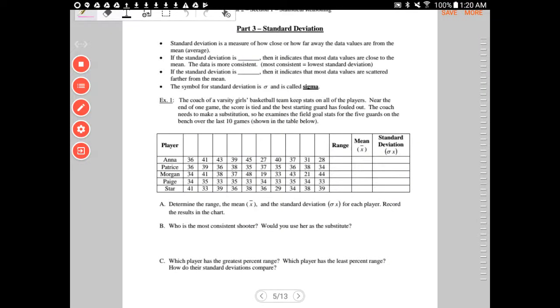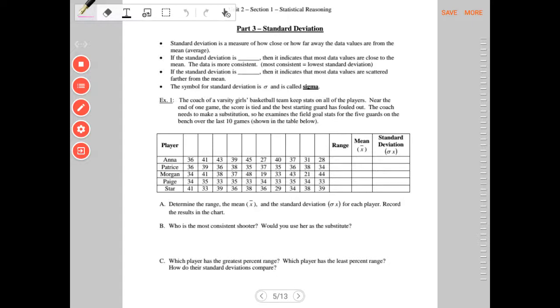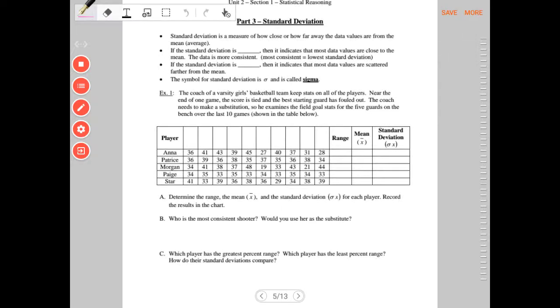Part 3. Standard deviation. Standard deviation is a measure of how close or how far away the data values are from the mean or the average. If the standard deviation is small, then it indicates that most of the data values are close to the mean. The data is more consistent. More consistent means lower standard deviation.